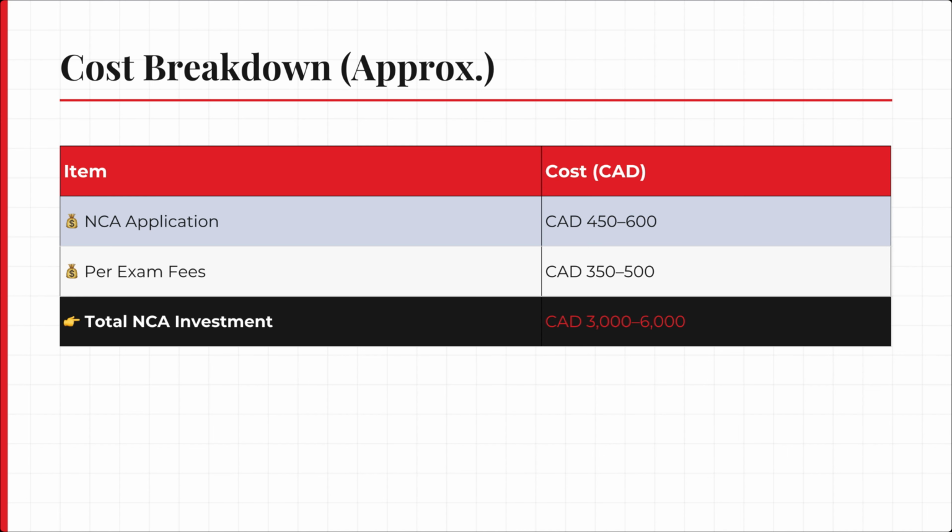Now, coming to cost, the NCA application fee is around 450 to 600 Canadian dollars. Each exam costs around 350 to $500. So, if you have multiple subjects, your total cost can go up to 3,000 to $6,000. So, planning your attempts properly can save both time and money.